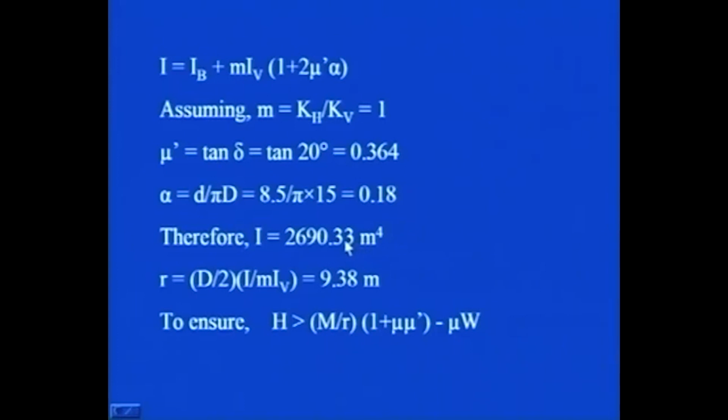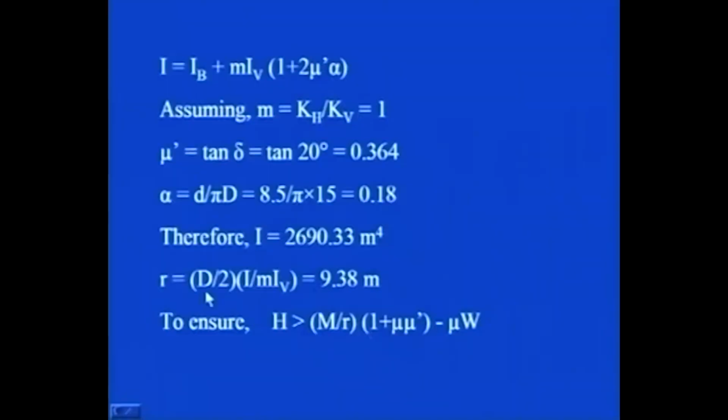Now, once this I is known to you, to ensure those conditions on H which we have already discussed in step 3, we need to find the parameter R, which is defined as d by 2 into I by M IV. We know the value of d, we have found the value of I, we have assumed the value of M, and we have found the value of IV. So, if you substitute these values in this expression, you will get a numerical value of R as 9.38 meter.